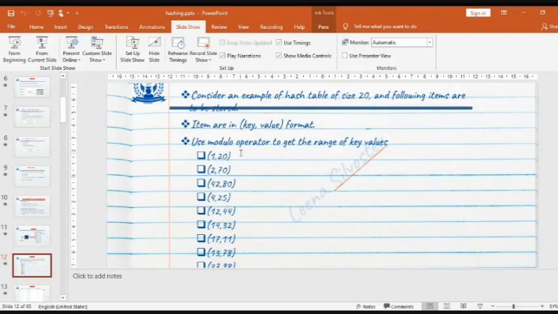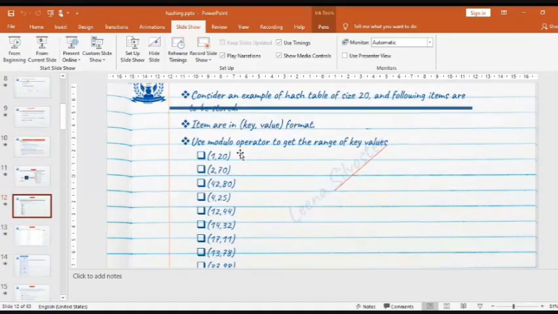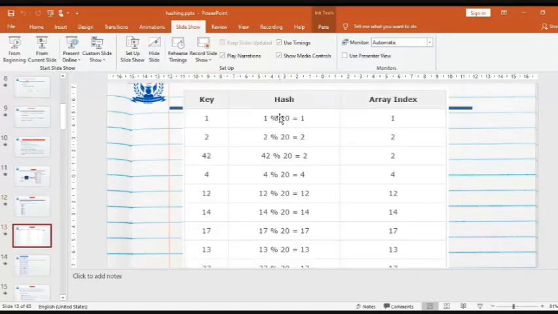Here we are using the modulo operator. What is the modulo operator? What is the operation? It divides and takes the remainder. Yes, first we divide and then we take the remainder. So the first key-value pair is 1, 20. We divide 1 by 20. What is the remainder? 1. So the hash value is 1, which means the index is also 1.